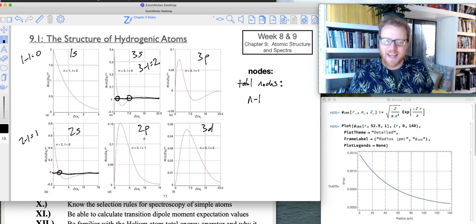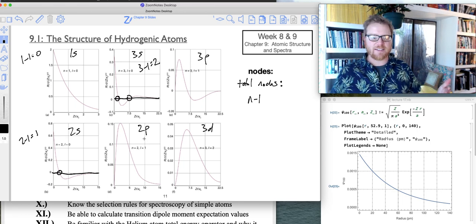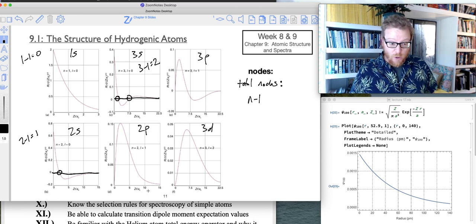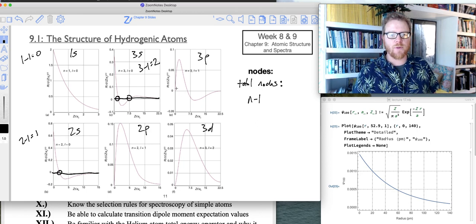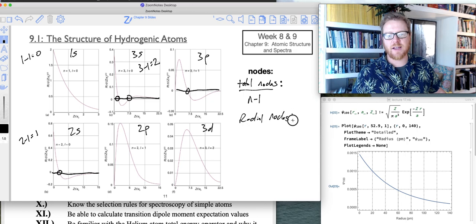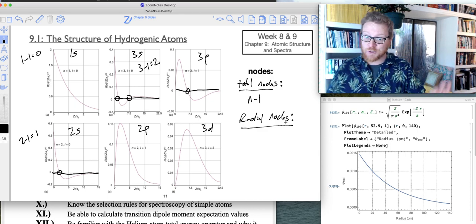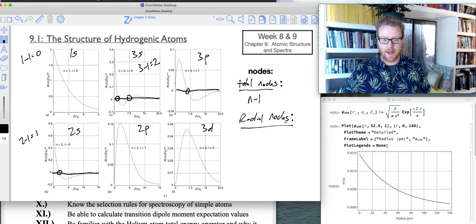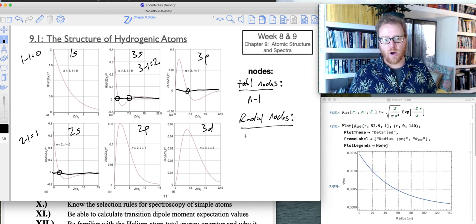But now when we go to 2p, because n is equal to 2, we should expect to see 1 node, but there are 0 nodes in there. And then similarly with 3p, if you look at this now, there's only 1 node, but maybe we expect it to be 2. So as it turns out, we have total nodes, and we also have this thing called radial nodes. The radial nodes are only observable on the radial wave functions. So radial nodes actually goes as n minus L minus 1.